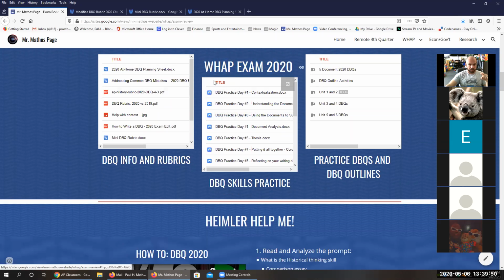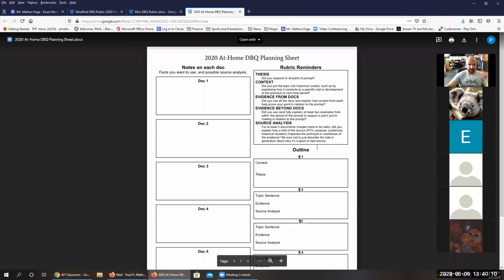There's a couple things I want to show you guys. One, I want to show you this planning guide. See where it says 2020 at-home planning sheet? I want you guys to try to use this for today's DBQ, if you need it. So go to WAP Exam 2020, and you'll see this. It'll open up to here.